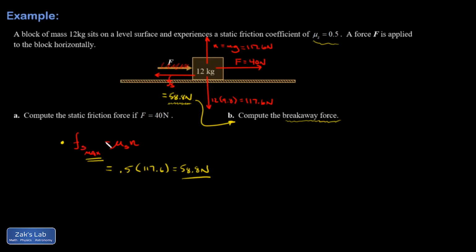So I'll just move this over here and say that now that I know the maximum value is 58.8, I know it doesn't break loose when I push on it with 40 newtons. So the static friction force must be 40 newtons in magnitude in order to hold the box in place.